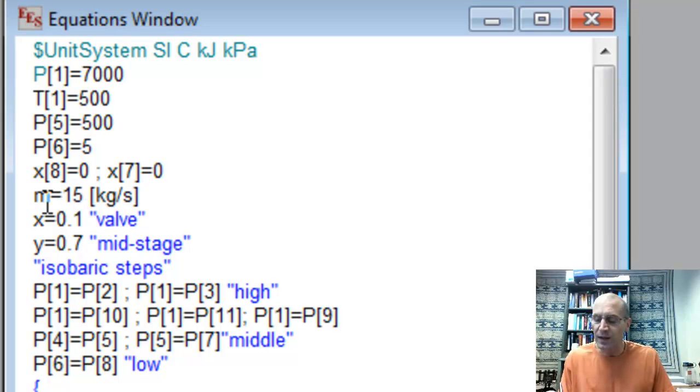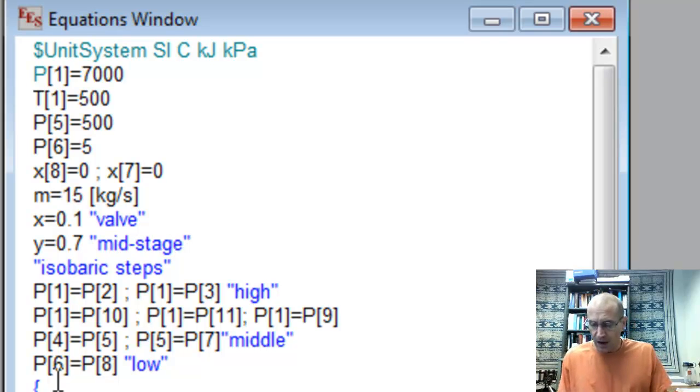I'm specifying that the outlet of the condenser, which is 8, is going to be a saturated liquid, and also the outlet from the process heater is going to be a saturated liquid, quality of 0. The problem also gives the mass flow rate at 15 kilograms per second. And again, there are my fractions going through the valve, which is 0.1, and the mid-stage turbine, which is 0.7.